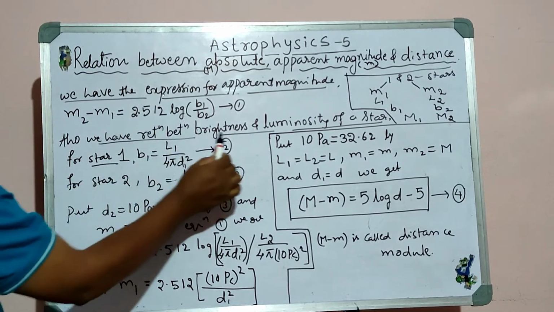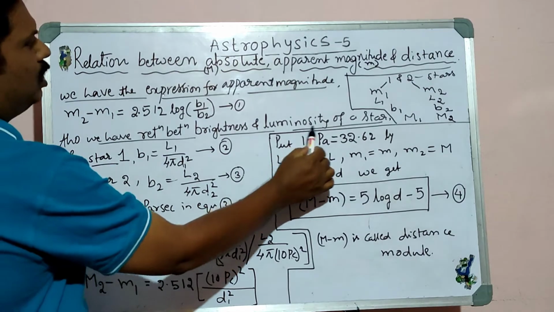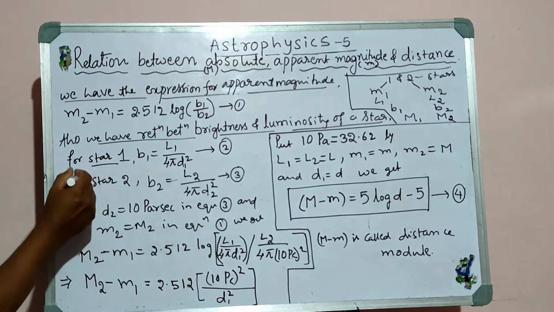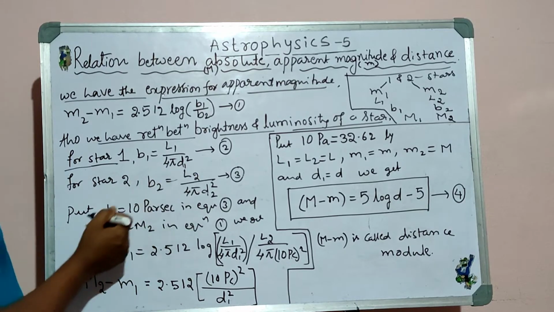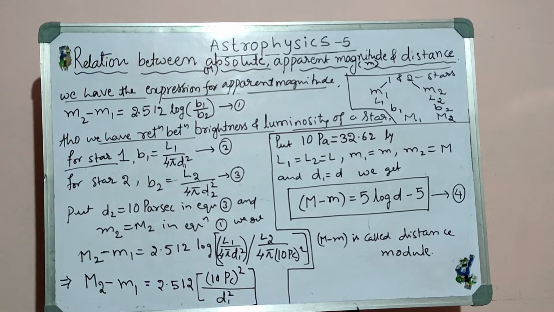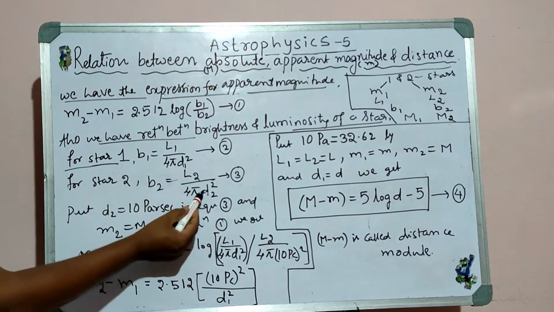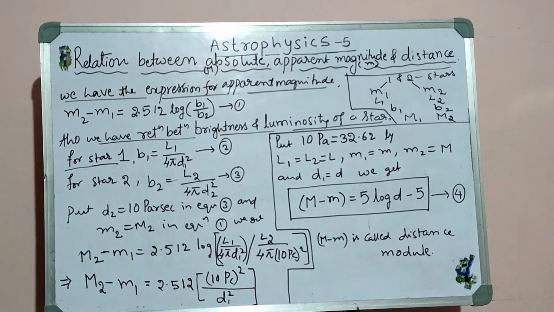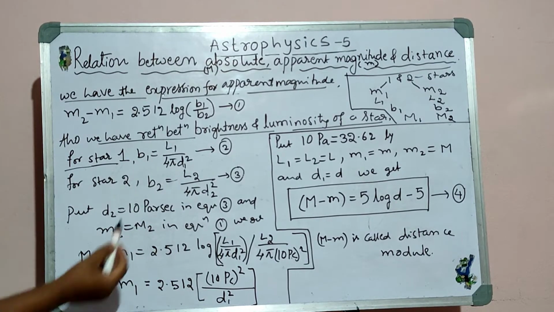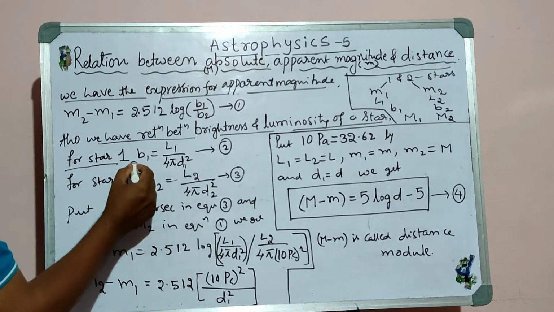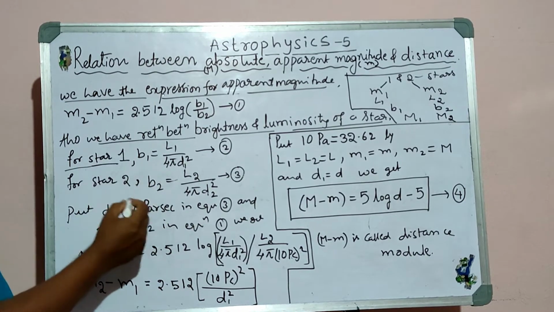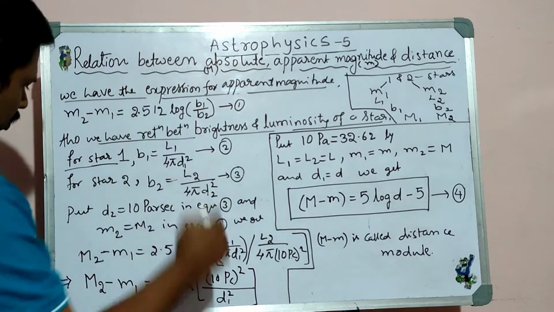We have the relation between the brightness and the luminosity of the star. For star 1, B1 is equal to L1 divided by 4 pi D1 square, where D1 is the distance of star 1 from the earth and D2 is the distance of star 2 from the earth, and L1 and L2 are the luminosities and B1 and B2 are the brightnesses of the two stars respectively. Call these equation numbers 2 and 3.